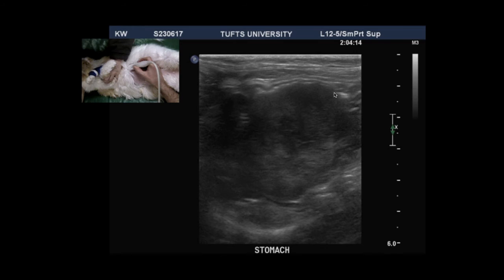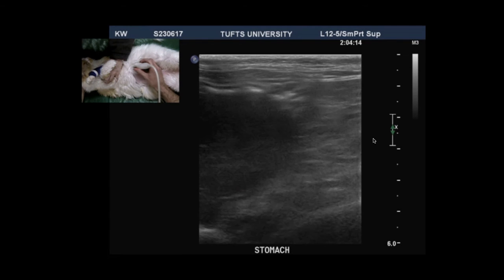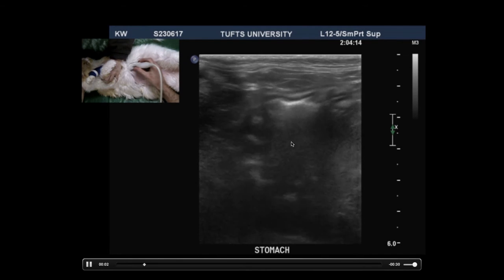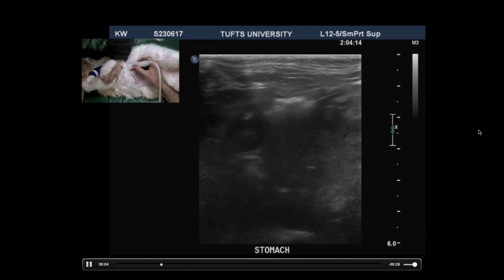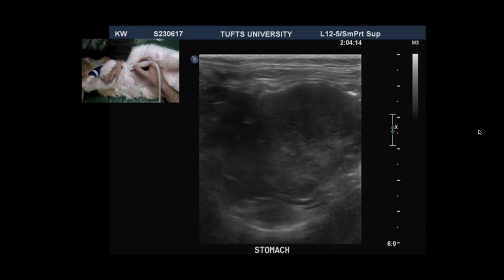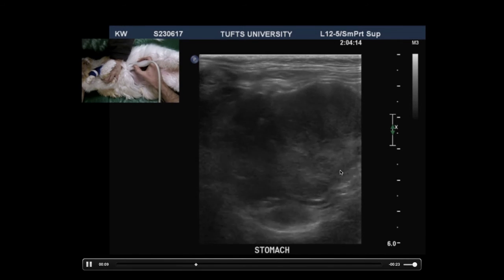We can see this faint hyperechoic line bordering the ventral portion of the gastric mass, compatible with gas within the lumen of the stomach, and there's loss of wall layering dorsally, and you can compare that to the normal intact wall layering ventrally. So there's stomach, large inhomogeneous mass within the stomach.